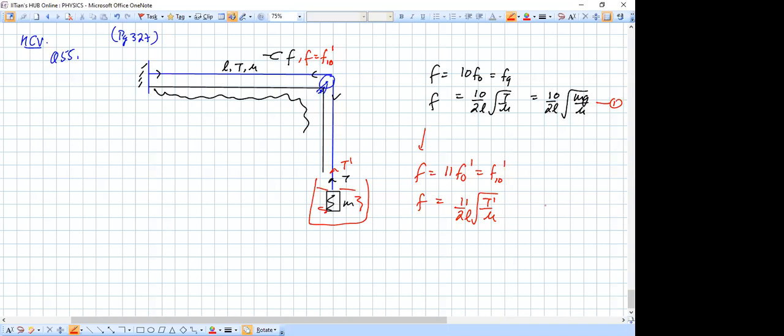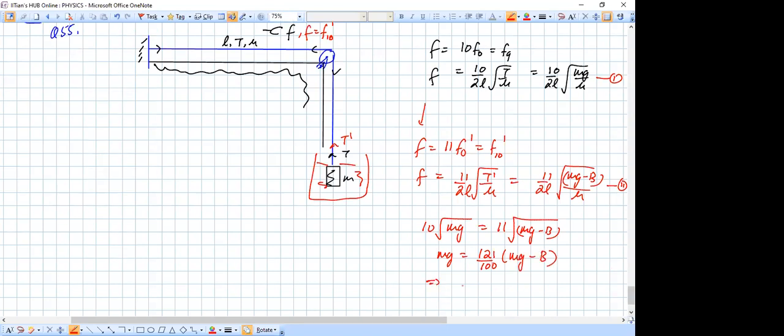Okay, so this is going to be 11 by 2L square root of mg minus buoyant force upon mu. So if you now compare the two equations, equation 1 and 2, you'll understand that 10 times square root mg is equal to 11 times square root mg minus buoyant force. So square both the sides and you'll get that mg is equal to 121 by 100 times mg minus buoyant force.